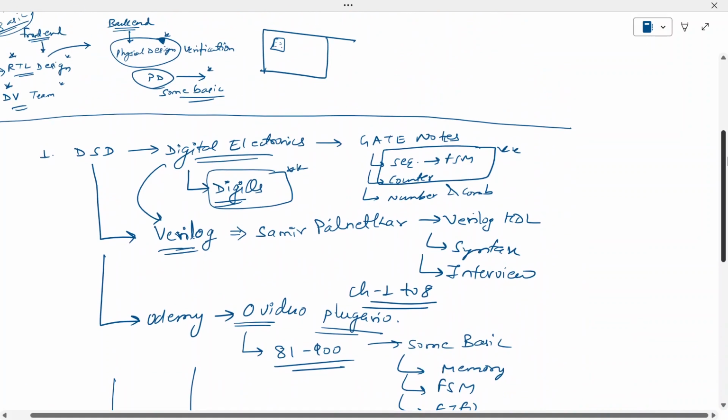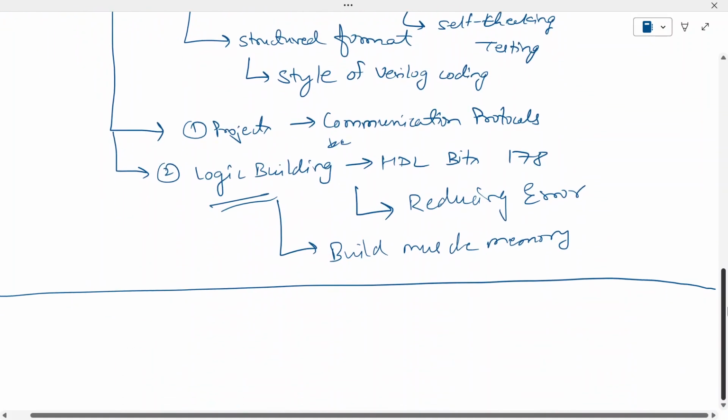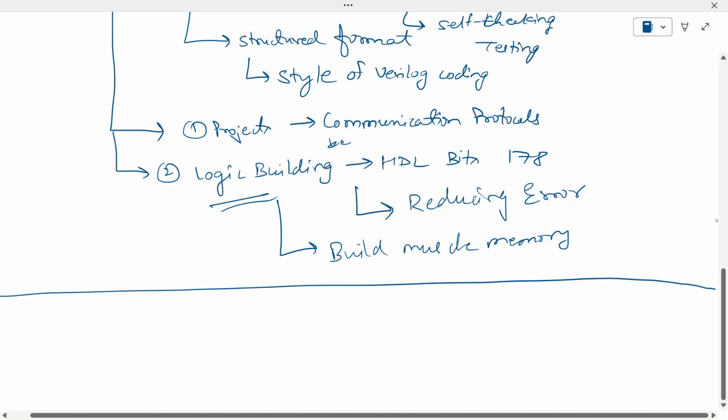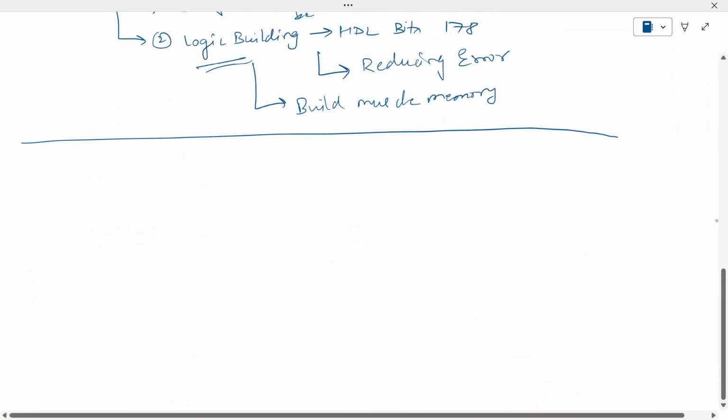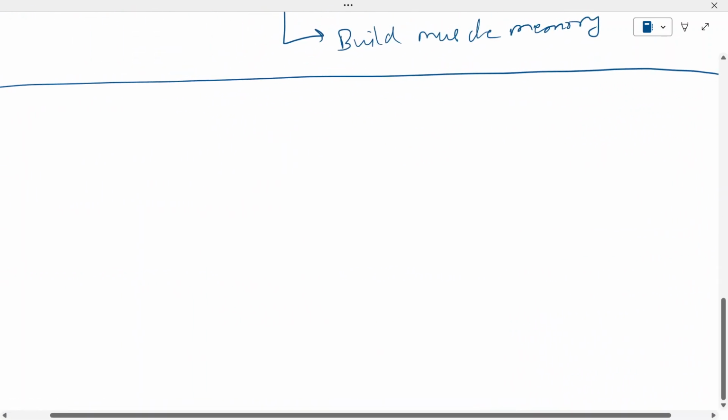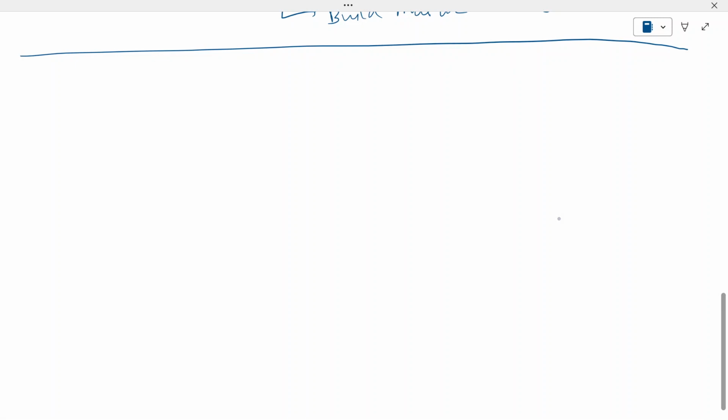Once you are done with digital system design and Verilog, your RTL profile is almost over. If you just add a couple of topics to it, I'll tell you the topics. The next most important subject you are going to learn is digital IC.